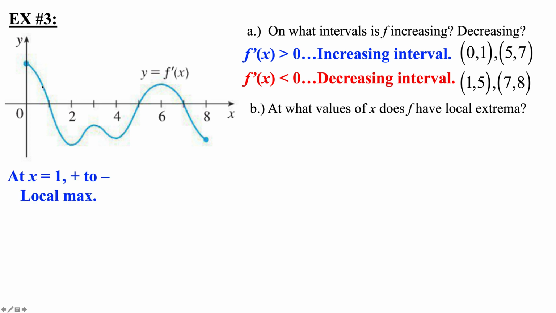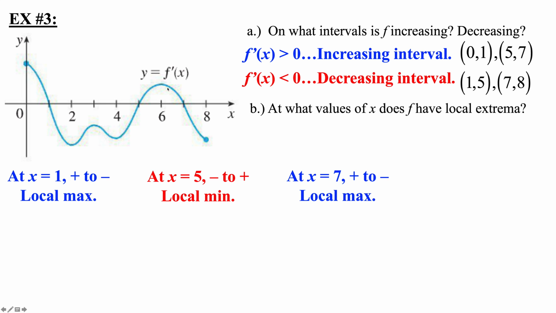So at 1, I go from positive to negative. That's a local max. Now here I can't find the y-coordinate of that point because I have no idea what the original f function is. At 5, we're going from negative to positive. All right. So again, decreasing to increasing. That's a local or relative min. 7 is positive to negative, or increasing to decreasing. So that's going to be a local max at that 7.